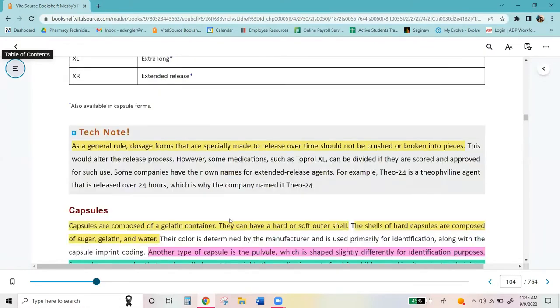As a general rule, dosage forms that are made to release over time should not be crushed or broken into pieces. This would alter the release process. But there is a medication, Toprol XL, that can be divided if they are scored and approved for such use. So if the doctor approves it. That is a beta blocker that can be scored, and if so, it can be divided. And I have seen that quite a bit.